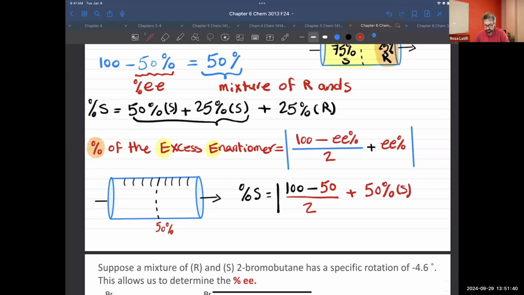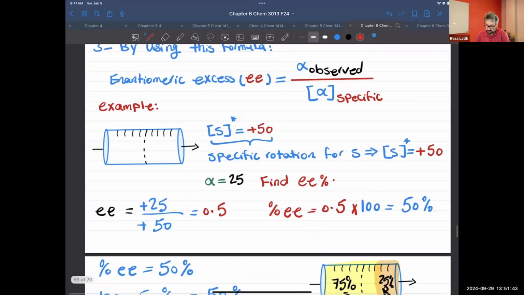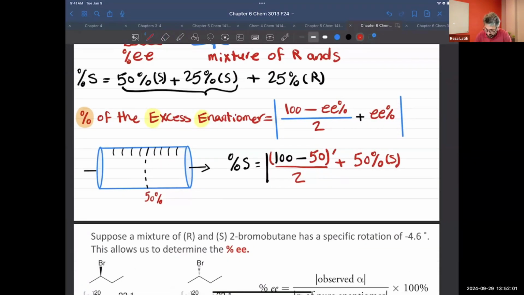And we got this one through this formula. We use this formula and we calculate how much enantiomeric excess we have, and we got 50%. Okay. So I'm going to say 100 minus 50 divided by 2. That's going to be 25% plus 50. It will give me 75%. So you can use this formula to calculate the percentage for the enantiomer that you have excess from it.